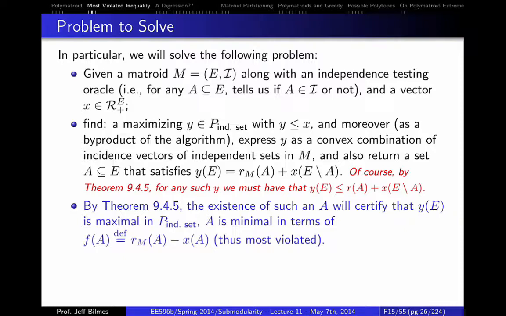Moreover, because of the strong duality-like notion that we've got, the existence of that A will certify that, on the one hand, Y is a maximal independent subvector. So in other words, it's a P basis of the matroidal polytope, and A is minimal. In other words, it's the most violated. So A is the solution to this special case submodular function minimization problem.